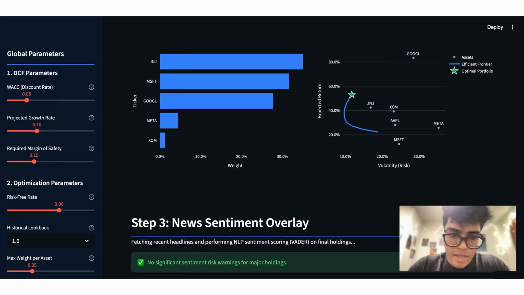Google is on the upper side of the asset plot, high return, relatively lower volatility compared to Meta, Microsoft, and J&J, which are more conservative. This explains why these three dominate the weights. The optimizer is subject to constraints, as I said. No single asset can exceed 35% of the portfolio, and all weights must be non-negative, that is, long only. If I loosen the max weight constraint to say 50%, you'd see J&J's weight increase significantly since the optimizer wants to maximize J&J's contribution.